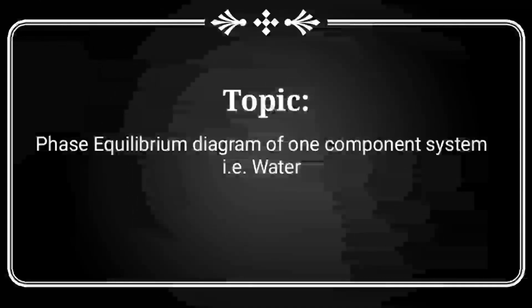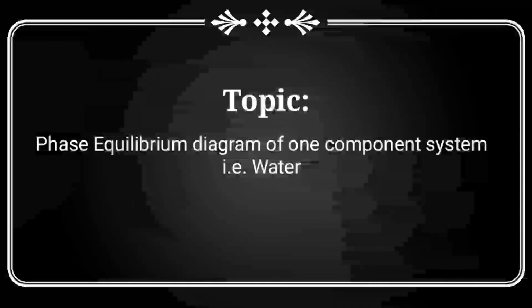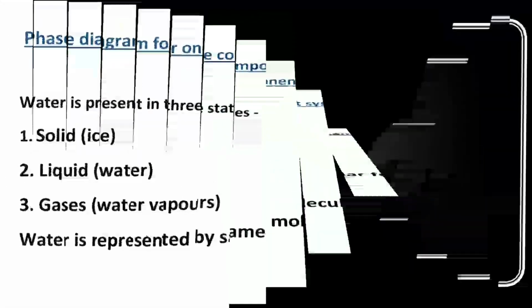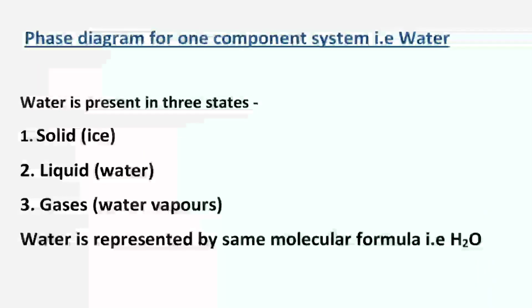Hello friends, today we study a topic: the phase diagram of a one component system, that is water. You know that water exists in three different states, that is solid, liquid and gas. Although water exists in three different states, it is represented by the same chemical formula, that is water, H2O.